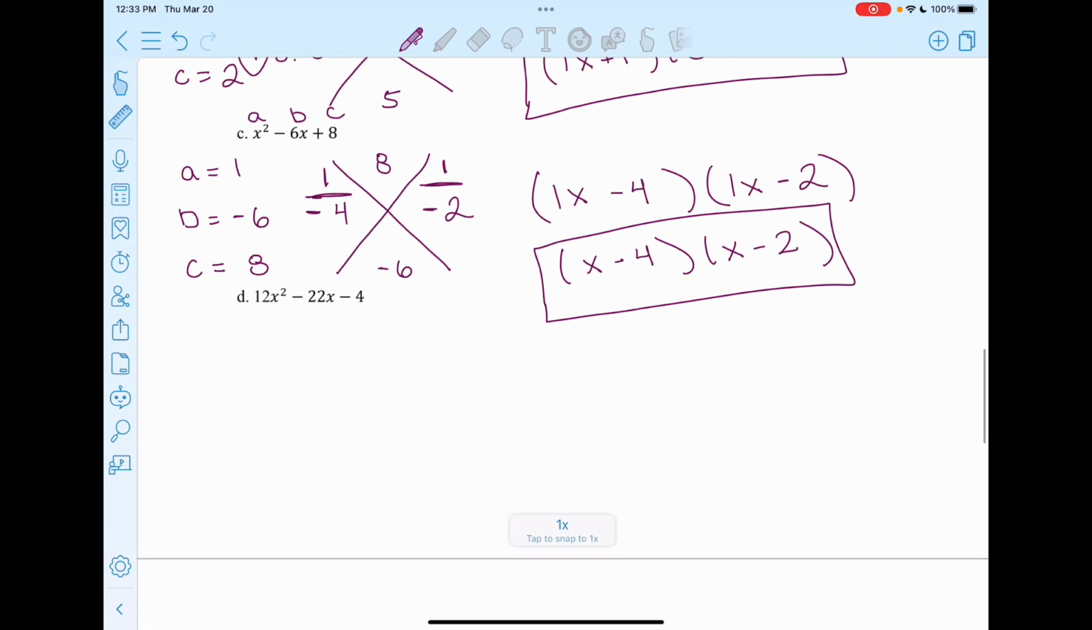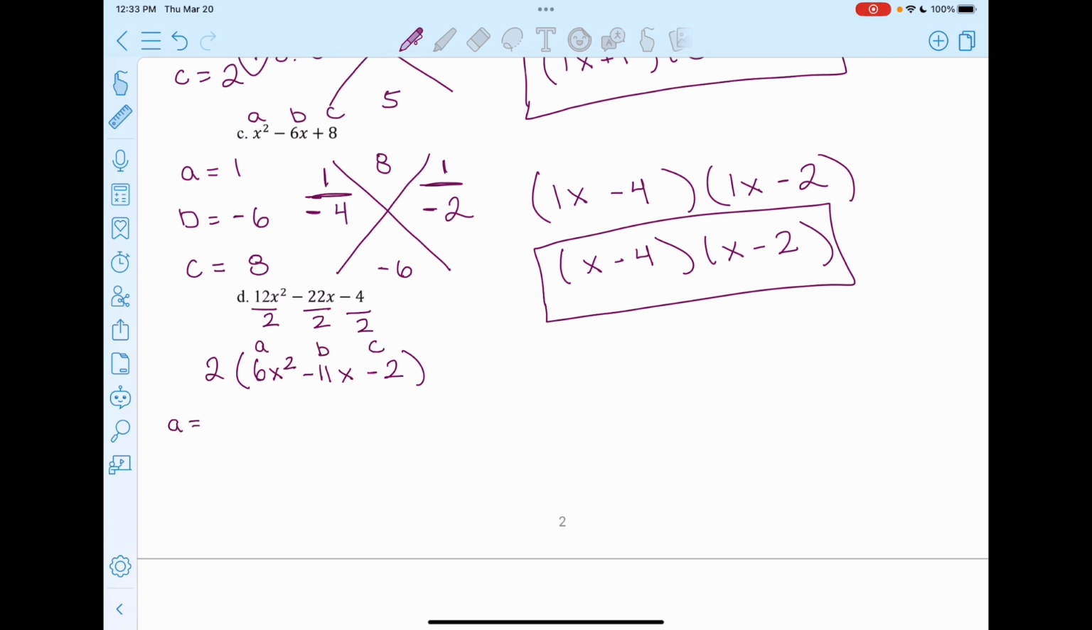For my last one, I want you all to get in the habit of, before you do your magic x, looking to see if you can factor out a GCF. Is there a value that you can divide all three of your terms by? And I think I can divide all three of these terms by 2. This will turn into 6x squared, negative 11x, minus 2. And don't forget to write your GCF on the outside. When you factor out a GCF, your numbers become smaller and easier to work with.